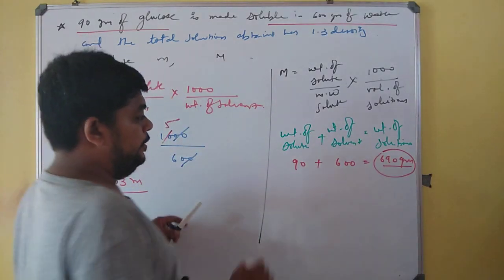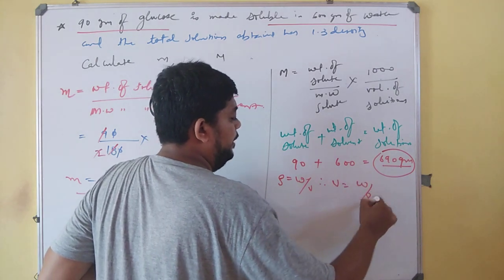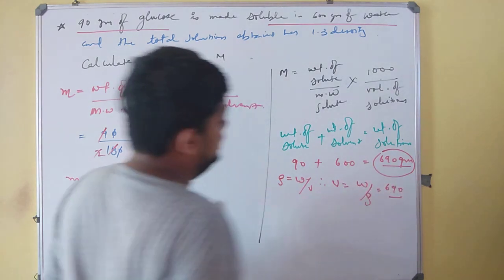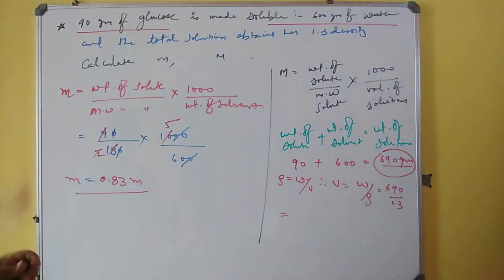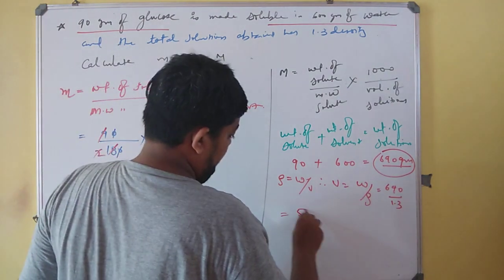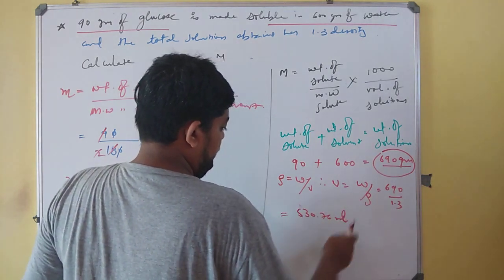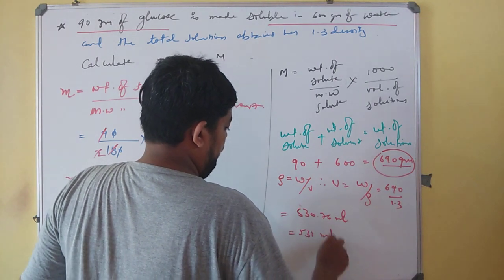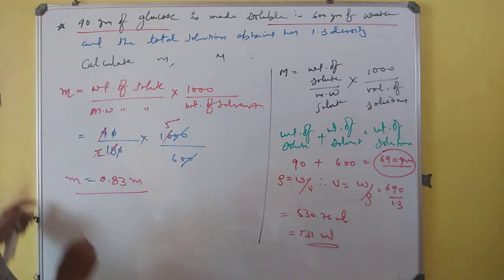Now I need volume of solution. So what would I do? Density is equal to weight by volume. Therefore volume is equal to weight by density. 690 divided by 1.3, you will end up with 530.76 ml. So this will be changing into 531 ml.